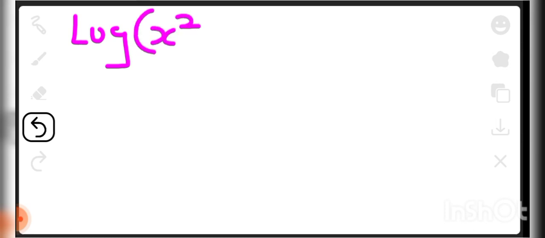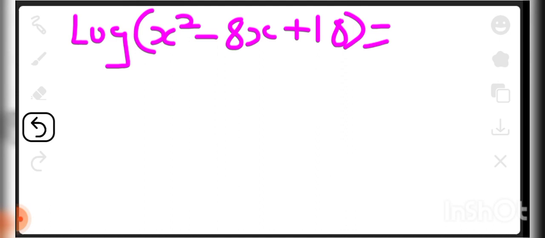So all right, now let's look at this question. If log of (x squared minus 8x plus 18) to base 8 is equal to 1 over 3, find x. That's the question.